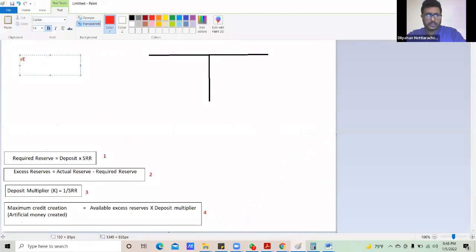So required reserves equals deposits, how much? 180,000 into SRR. How much is SRR? 10%. So what's the answer?